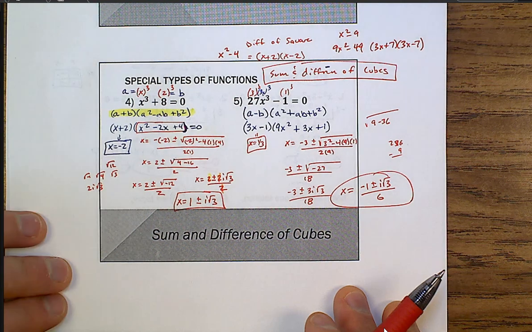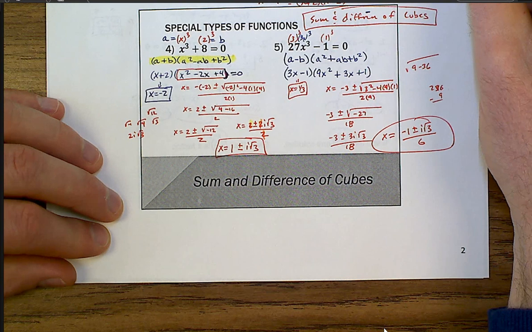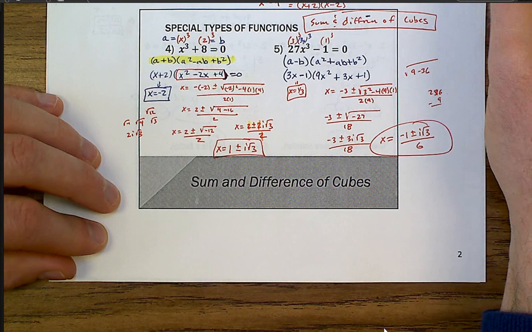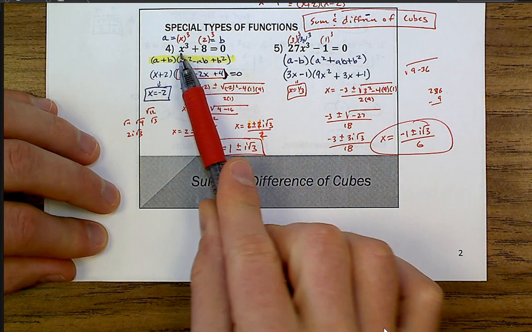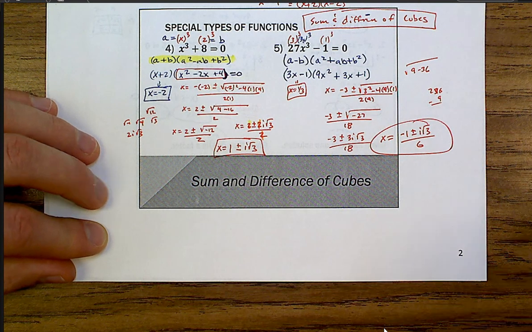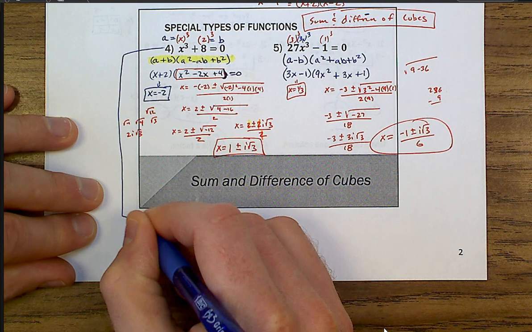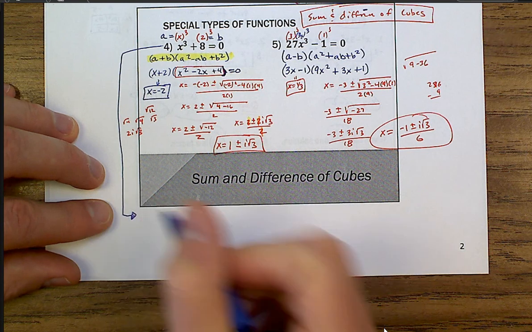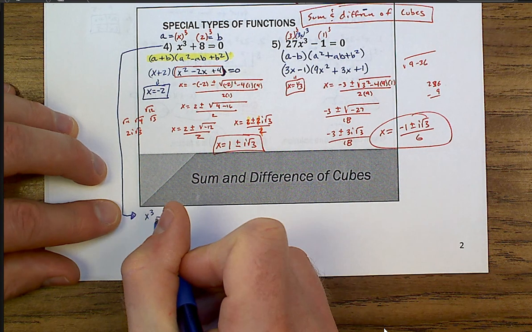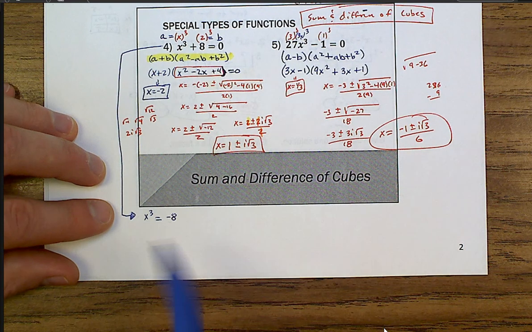Now, I know that's a lot of work there. I do want to show you an alternative method to doing sum and difference of cubes. So if this was a little overwhelming for you, I'm going to take number 4, and with the space I have here, show you something different, see if this catches your attention. So if I just subtract 8 to the other side, I would get this, right? And I can take the cube root.